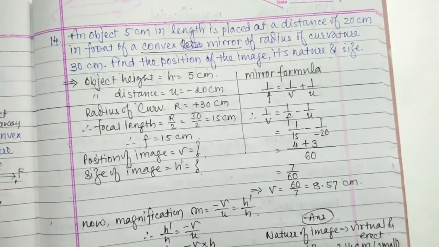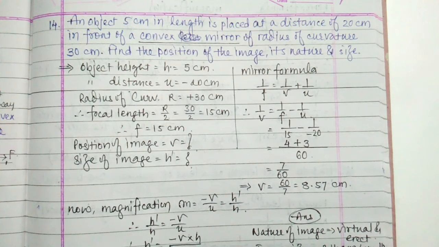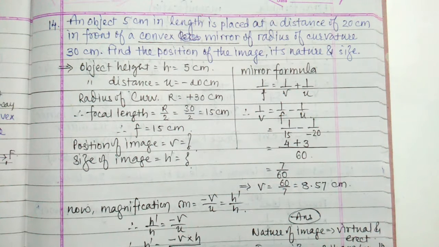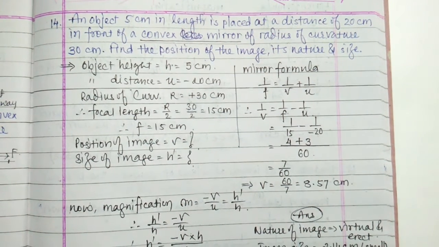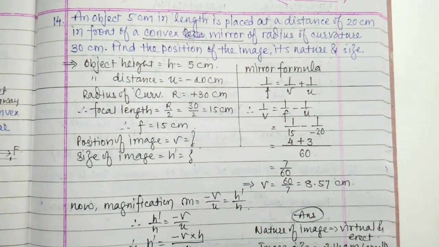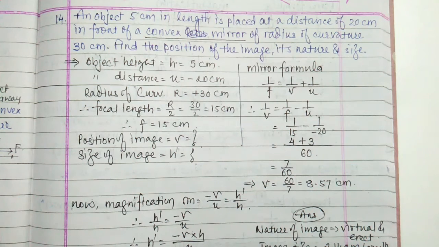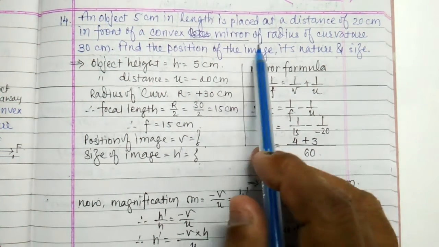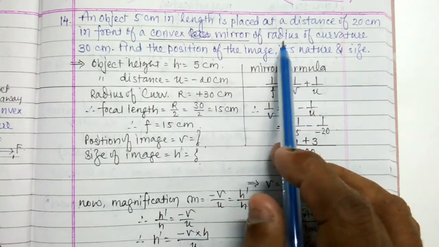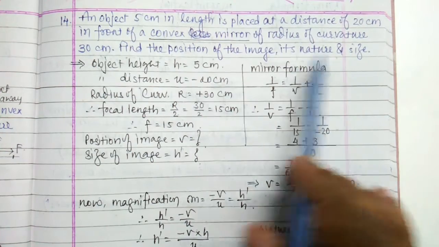Students, we have already discussed and solved 13 numericals of the chapter and exercise. Now over to the 14th sum. An object 5 centimeter in length is placed at a distance of 20 centimeter in front of a convex mirror. Radius of curvature 30 centimeter. Find the position of the image, its nature and size.